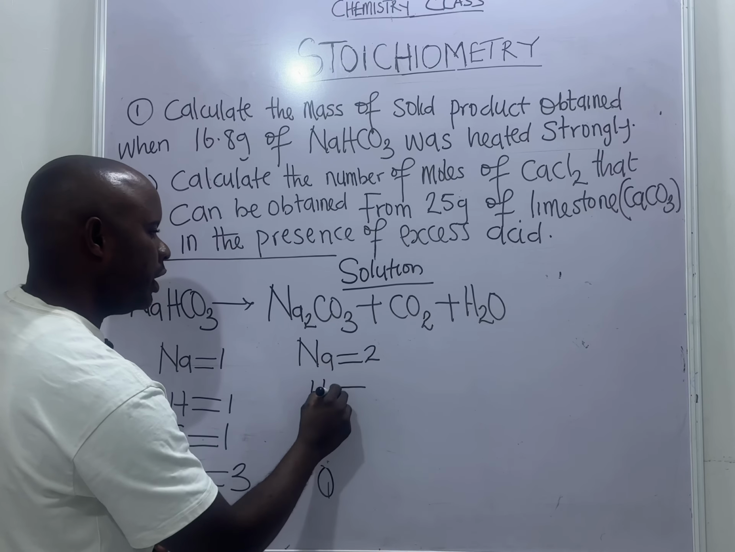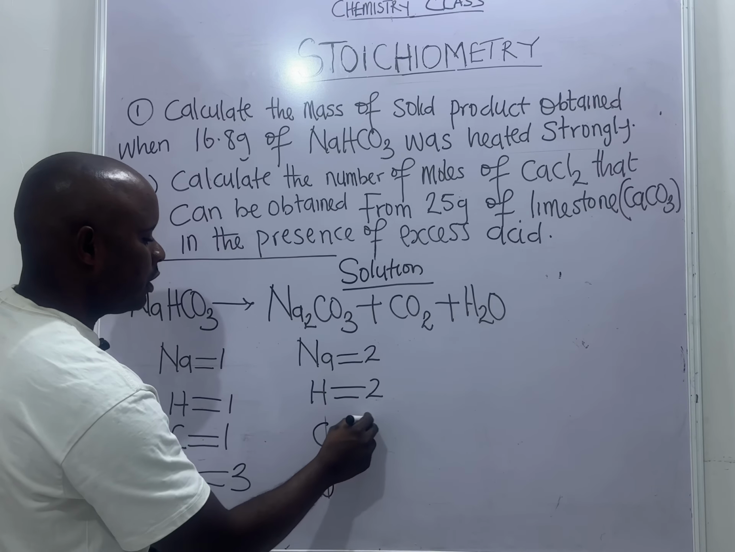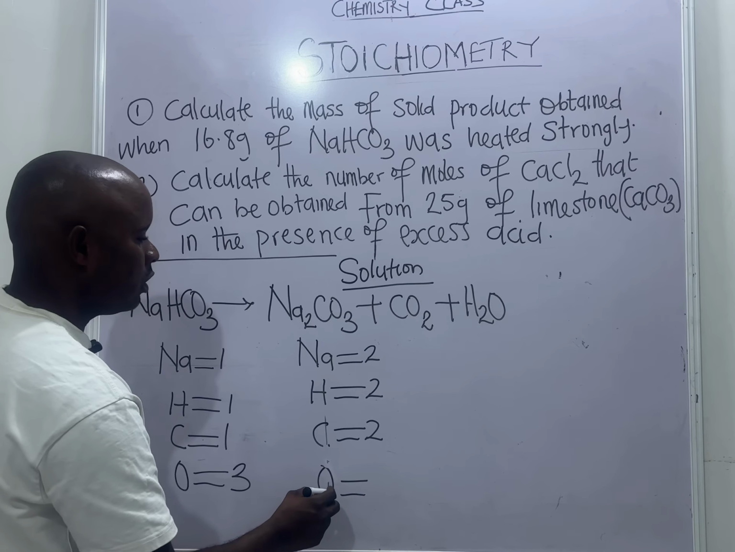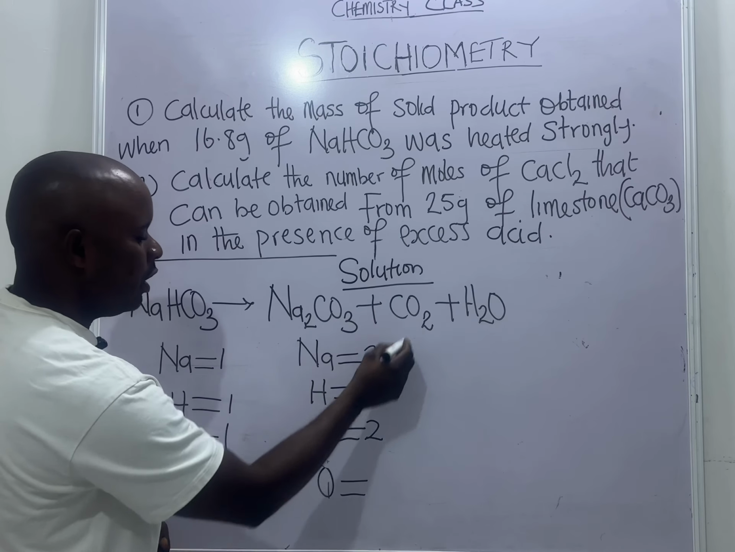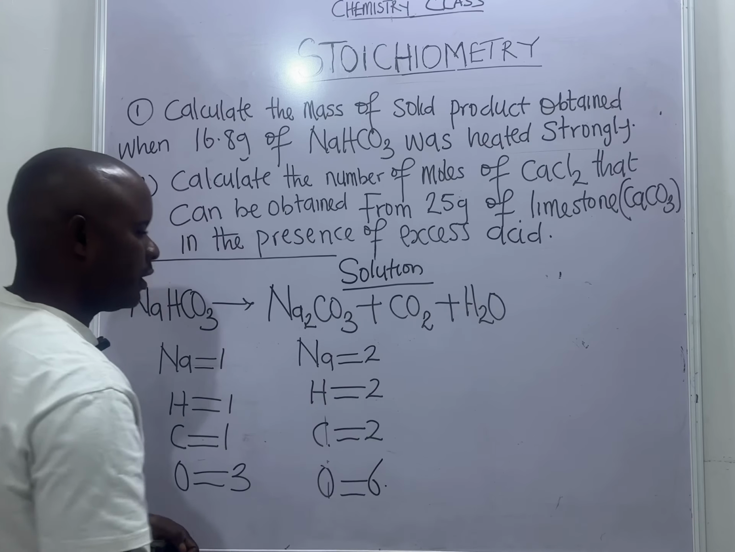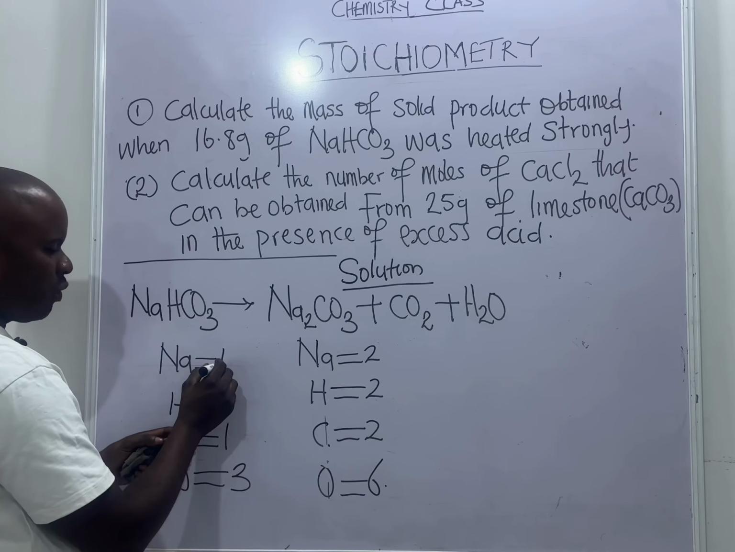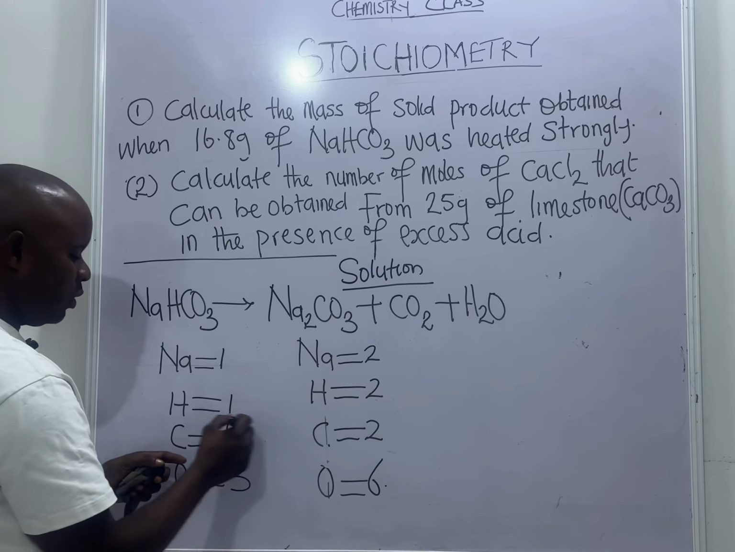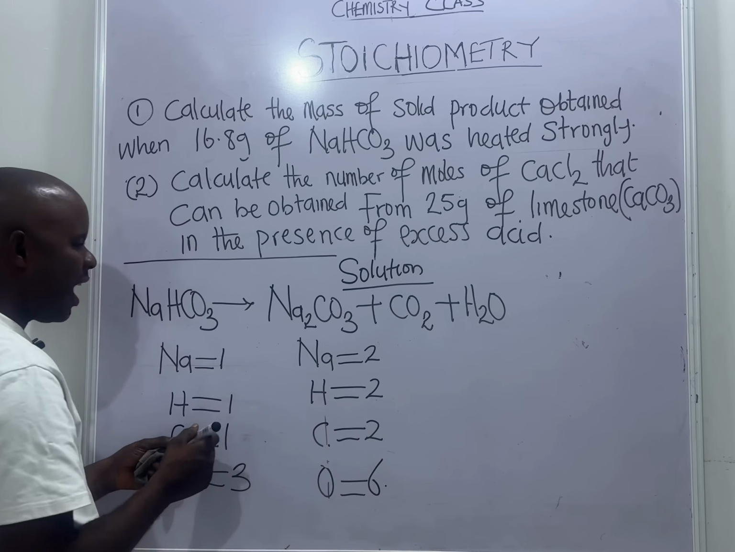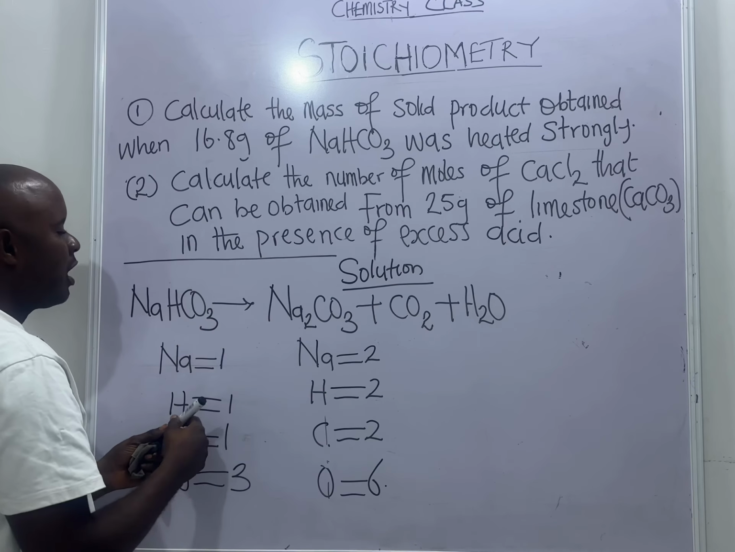Here we have 2 sodium, hydrogen is 2, carbon is 1, and oxygen is 3 plus 1 plus 2, that is 6 oxygen. You can see most of them: this is 1, this is 2; this is 1, this is 2. We have oxygen 3, we have oxygen 6. For us to have the stoichiometry of this reaction, this chemical equation must be balanced. How can we balance this equation?